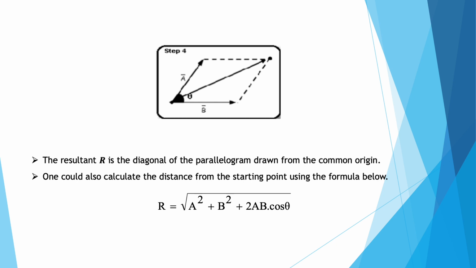One could also calculate the distance from the starting point using a formula. We can use the formula to find the magnitude of the resultant vector as R equals root of A square plus B square plus 2AB cos theta. Here A and B are the magnitudes of the individual vectors and theta is the angle between vector A and vector B.